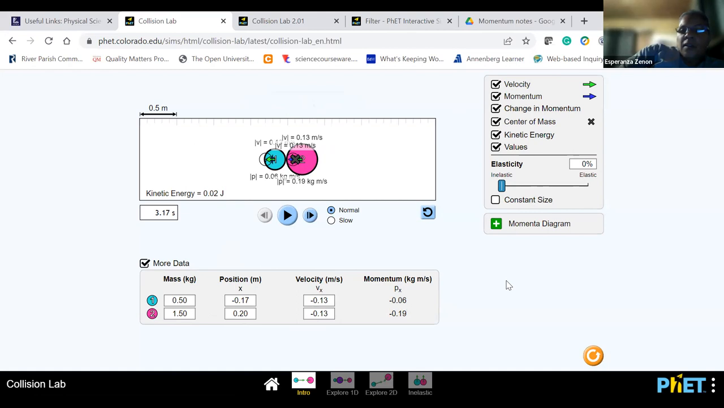Okay. So it's showing you here the value, the mass and the velocity for each one and the momentum for each one of them. Okay. For objects number one and two. And then you see, if you know that, you can get the total momentum, right? And you can look at the total momentum before and afterwards, right?